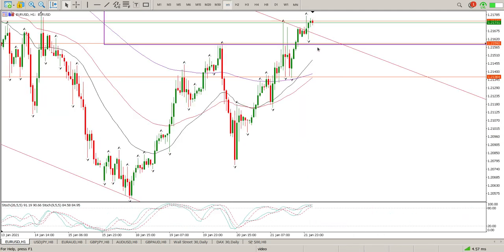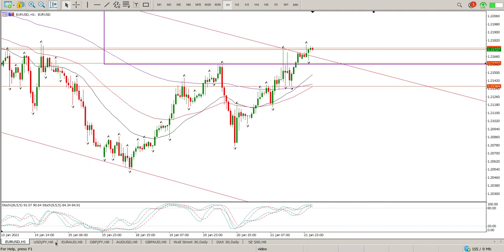So for me, this pair is quite simple. Looking for pullback onto structure. First bit of structure is right here at 121.583. Then looking for a long. Your stop area is below the next level, which is down here at 121.364. We've had multiple crossovers on the hour at the moment, so that's kind of what I'm expecting here.